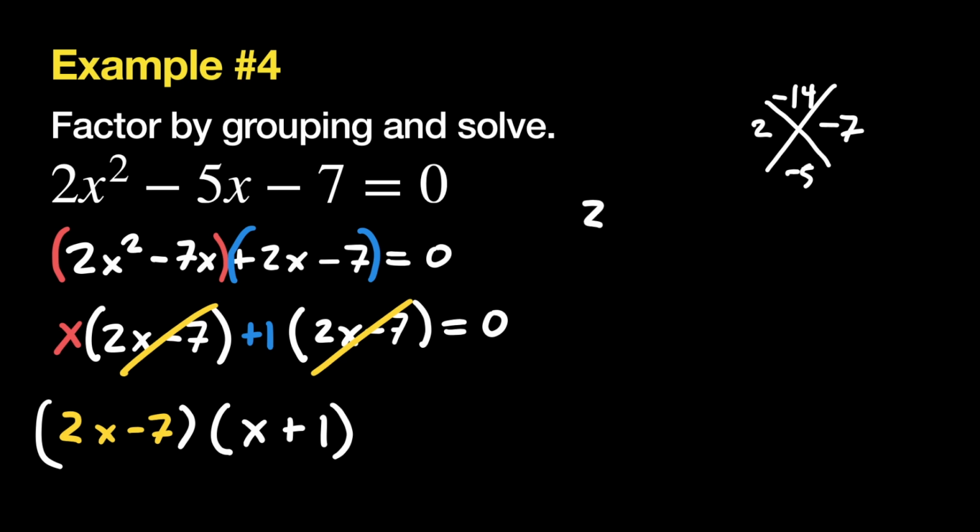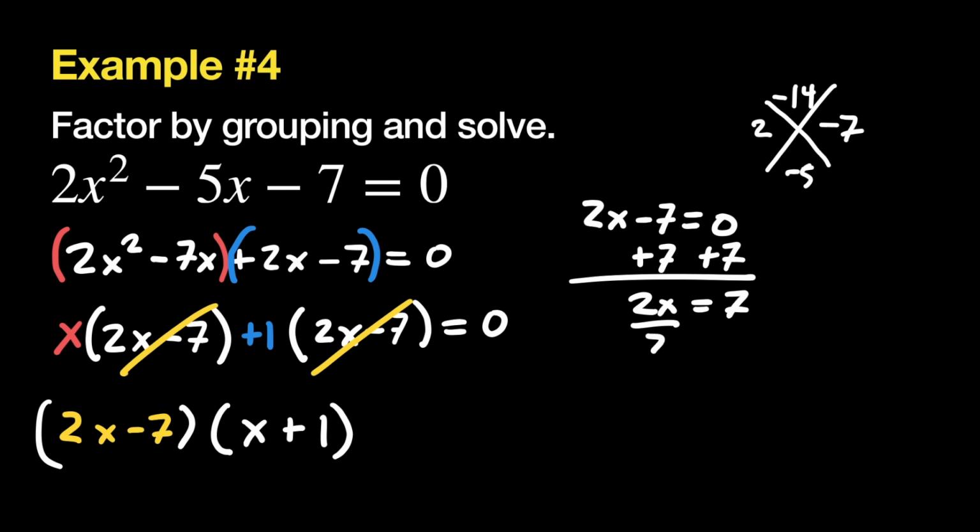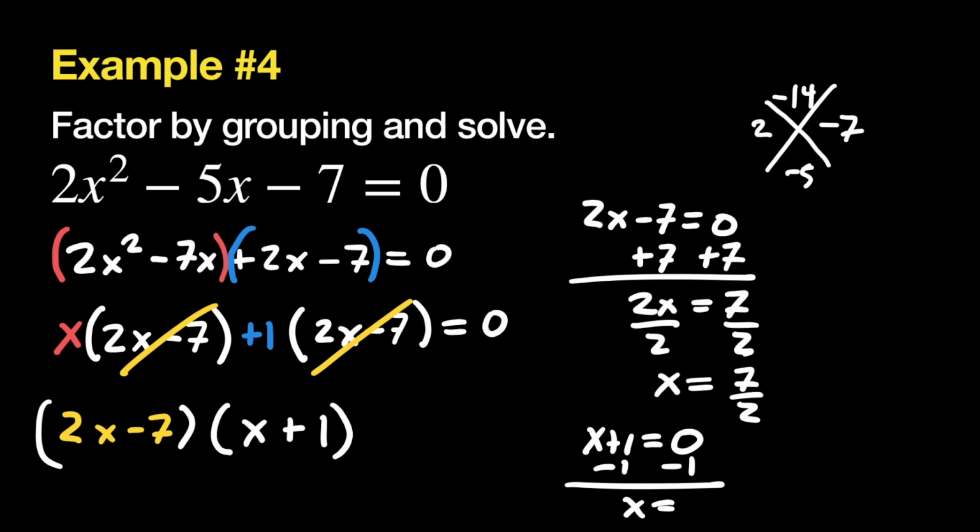So we have 2x minus 7 is equal to 0. Plus 7, plus 7. We have 2x is equal to 7. Divided by 2, divided by 2. X is equal to 7 over 2, or 3.5. And we have x plus 1 is equal to 0. Minus 1, minus 1. X is equal to negative 1.